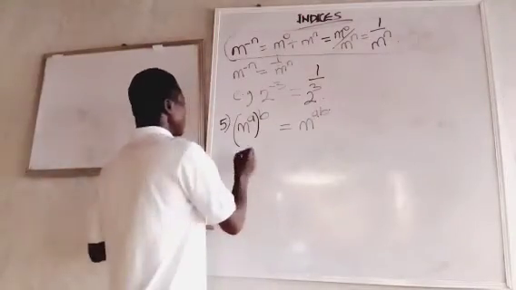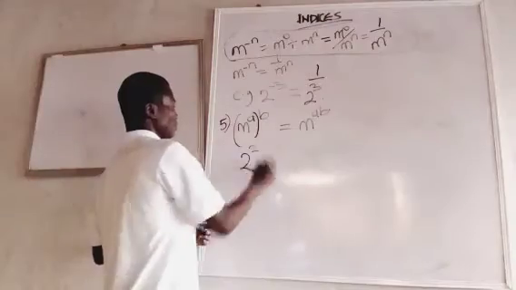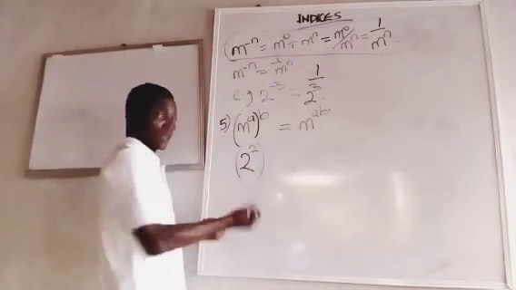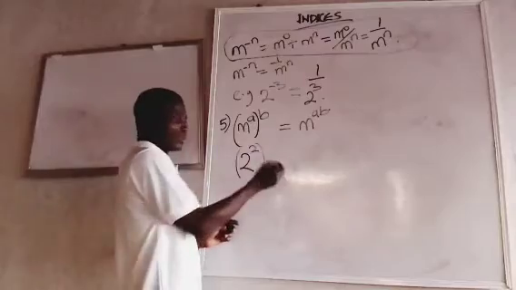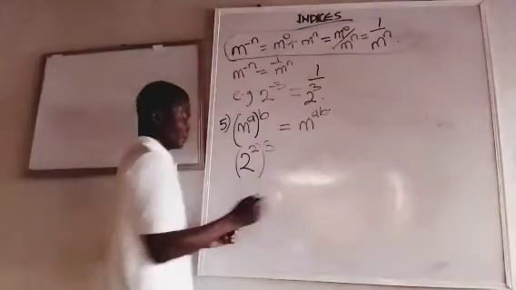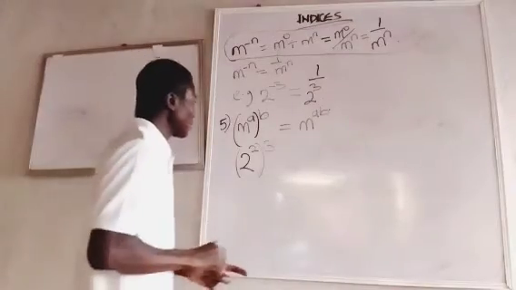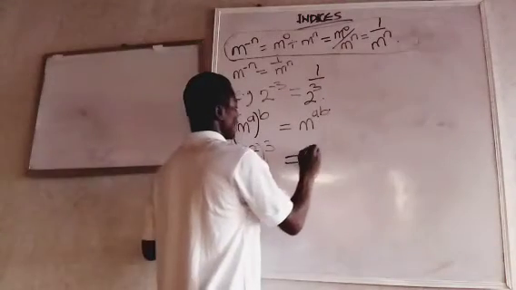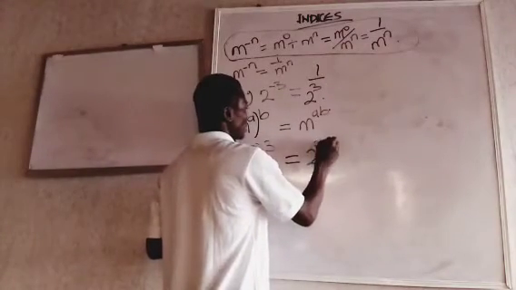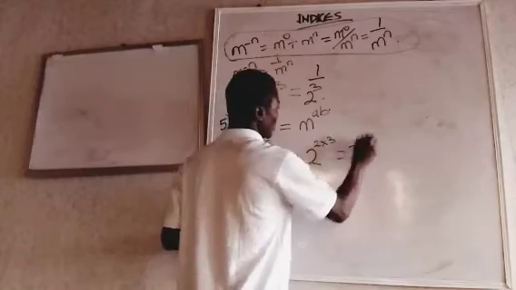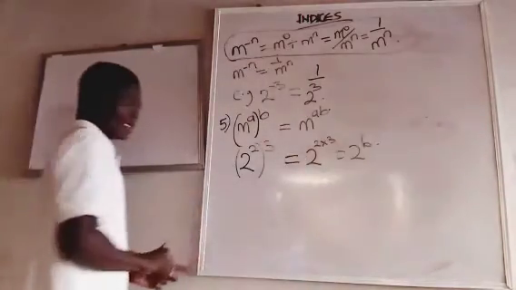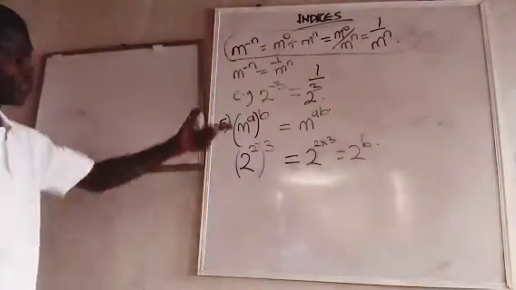If I have 2 raised to power 2, are you getting it? I now raise it again to power 3. What this is giving me now is going to be 2 raised to power 2 times 3, which is 2 raised to power 6. That is what it is. It's going to give 2 raised to power 6.